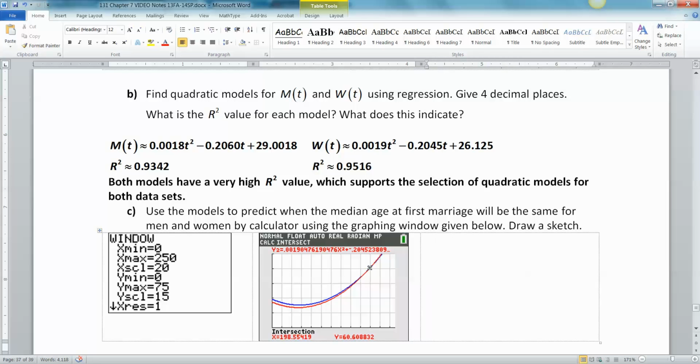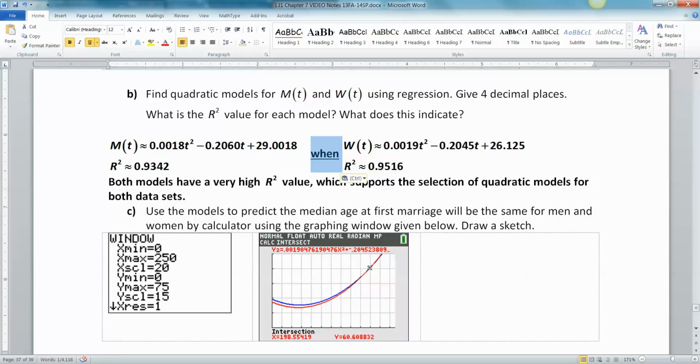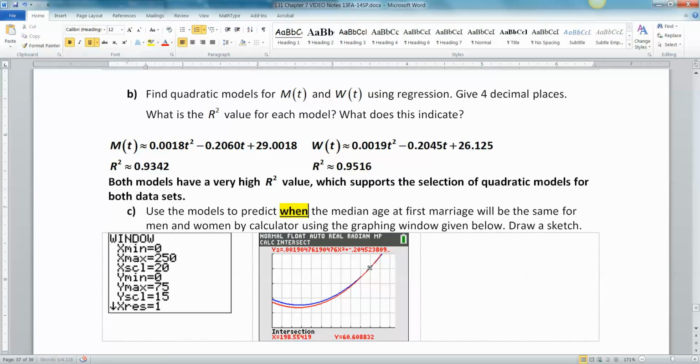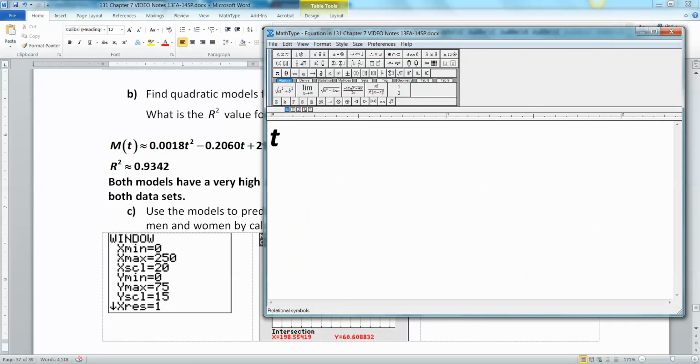So 198.5 is our x value. That's our time. When, because they say when. See that word right there? So they're asking for a time word. So we really only need the t value. So t is approximately 198 and change. 198.55. Okay, so what does that mean?